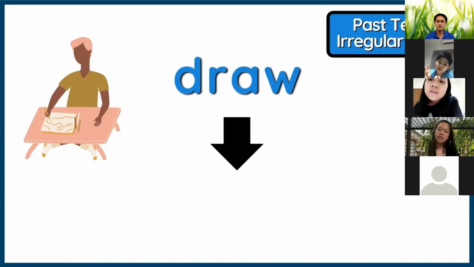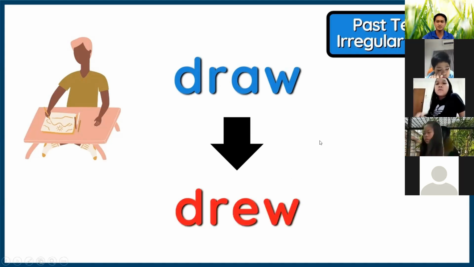Drill. Okay, drill. How do we spell drill? D-R-E-W. D-R-E-W. Good.